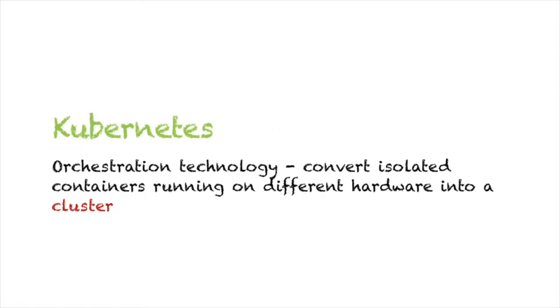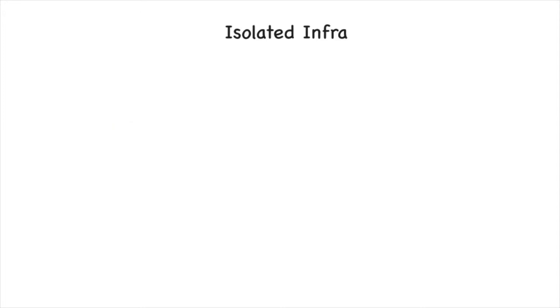Kubernetes is a container orchestration technology. Put simply, that means that if we have a cluster of machines, containers that run on top of those machines are going to be controlled and coordinated by Kubernetes. Let's break this down even further.